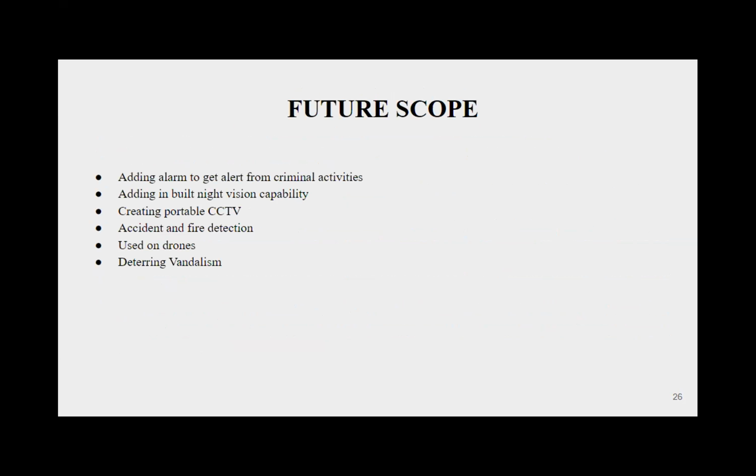In the future scope, the system can be extended by adding alarms to get alerts about criminal activities, adding inbuilt night vision capability, creating a portable CCTV, accident and fire detection, use on drones, and deterring vandalism.